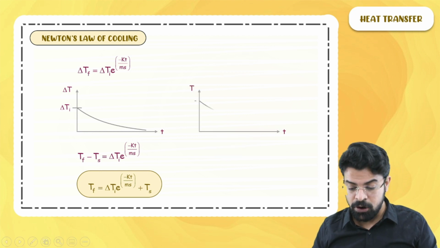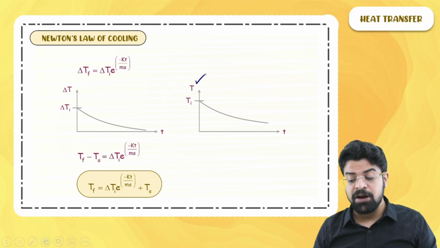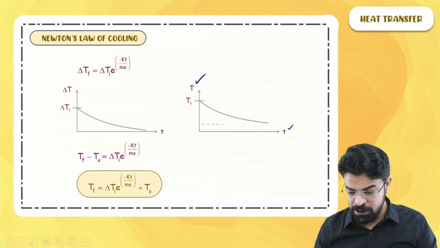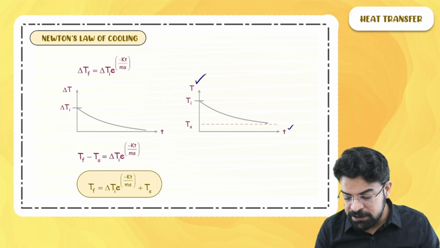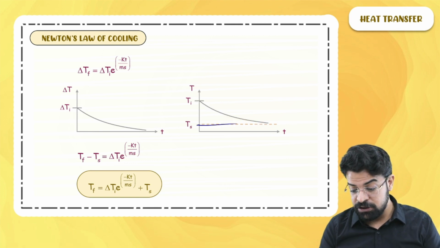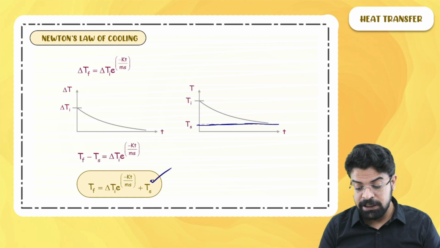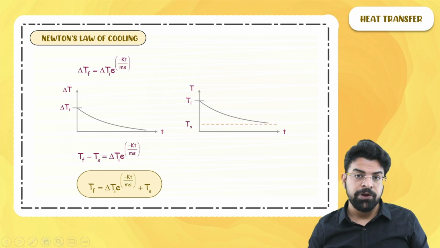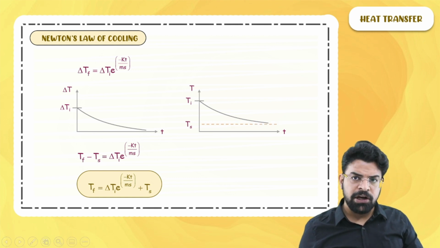So when we plot the graph of temperature of the body versus time, we say that the final temperature is not 0. The final temperature of the body is not 0. The ultimate temperature of the body is the same as the temperature of the surrounding. So you should know these two graphs as well in Newton's law of cooling.